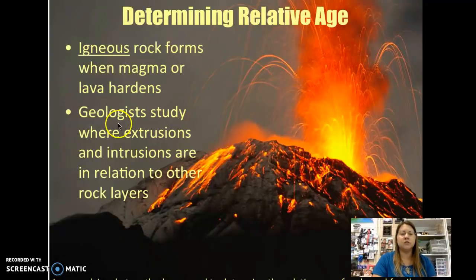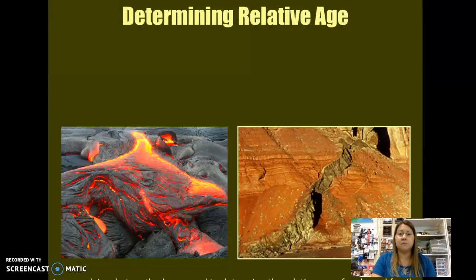So scientists are going to look at extrusions and intrusions. Remember, those are referring to igneous rock formations. Ex refers to outside and in refers to inside. And that can help them to comparatively see how old a particular sedimentary rock layer or fossil may be.